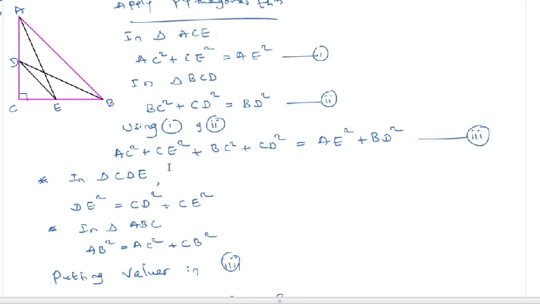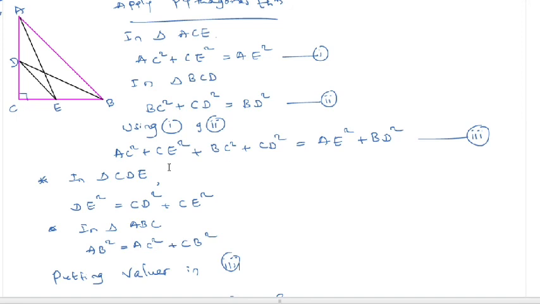By applying Pythagoras theorem, we can write in triangle ACE, which is right angled at C, AC square plus CE square is equal to AE square. Call this equation number 1. In triangle BCD, we can write BC square plus CD square is equal to BD square. Call this equation number 2. So, adding 1 and 2, what you will get? AC square plus CE square plus BC square plus CD square is equal to AE square plus BD square. Call this equation number 3.